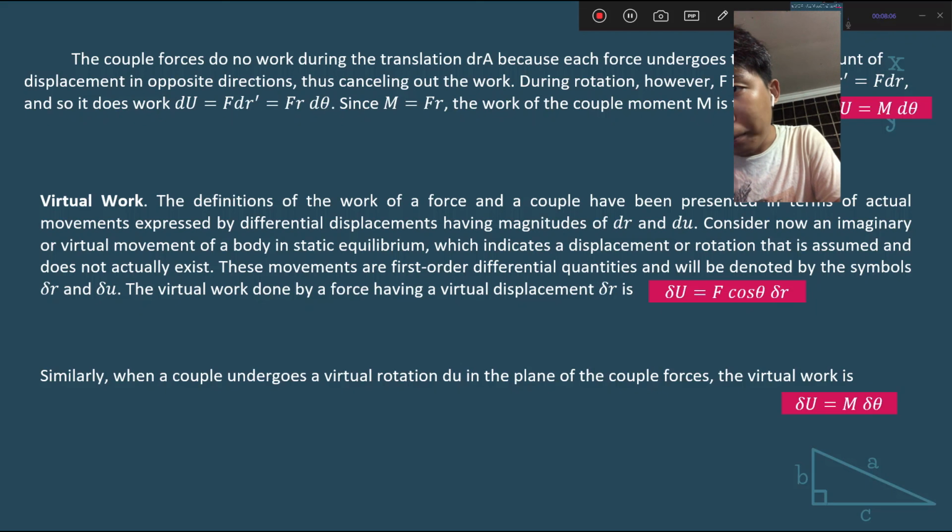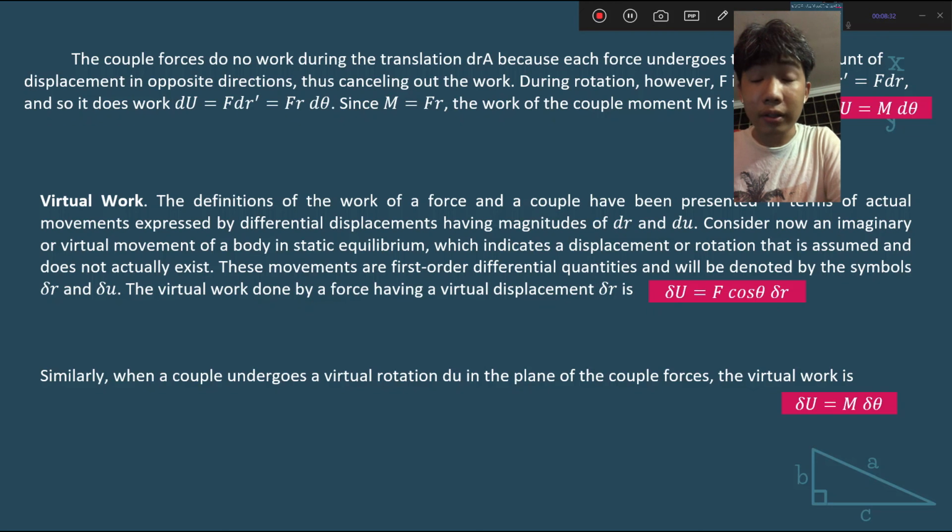The virtual work done by a force having a virtual displacement delta r is delta U = F cosine theta delta r. Similarly, applying the same delta, we can say delta U = M delta theta.